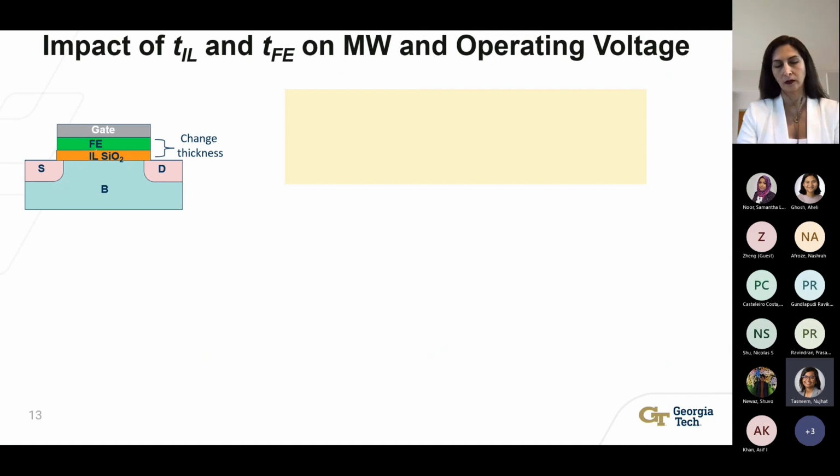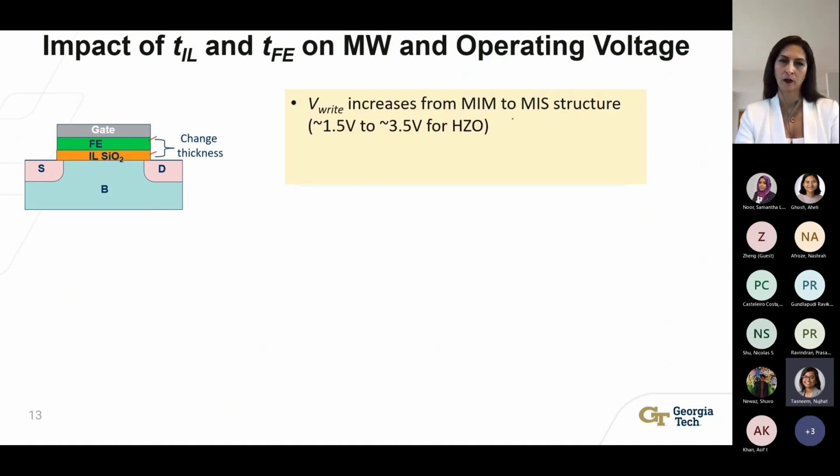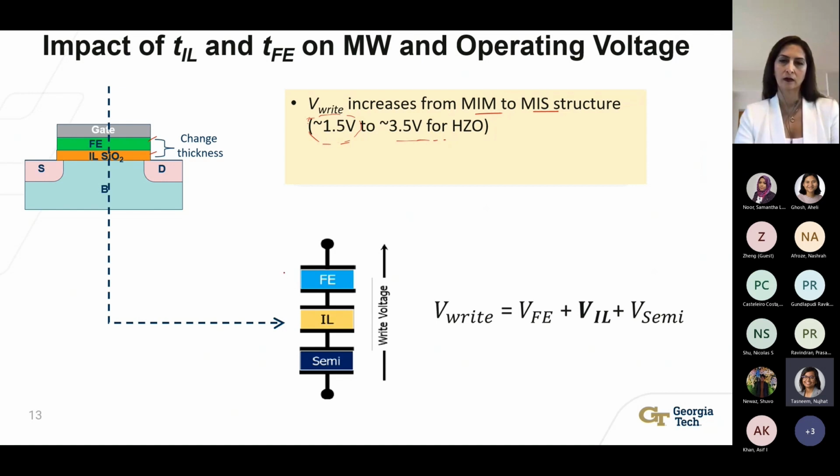So one of the first experiments we did on these FEFETs was trying to observe the effect of the ferroelectric layer and interfacial layer on the device performance. I would like to point out that for a conventional ferroelectric material, for example hafnium zirconium oxide, the switching voltage is only 1.5 volt. But whenever we move from MIM to MFIS structure, the switching voltage or the write voltage significantly increases. The reason is that in an FEFET structure, the write voltage depends on the voltage drop across all the layers of the FEFET's gate stack, which is the ferroelectric layer, the interfacial layer, as well as the semiconductor channel. So in this particular experiment, we changed the thickness of the interfacial layer and the ferroelectric layer and tried to observe their effect on the device operation.